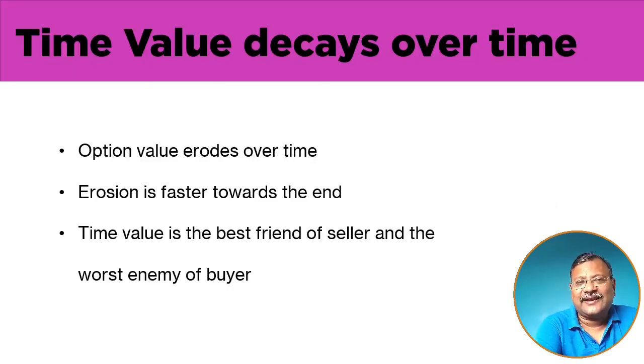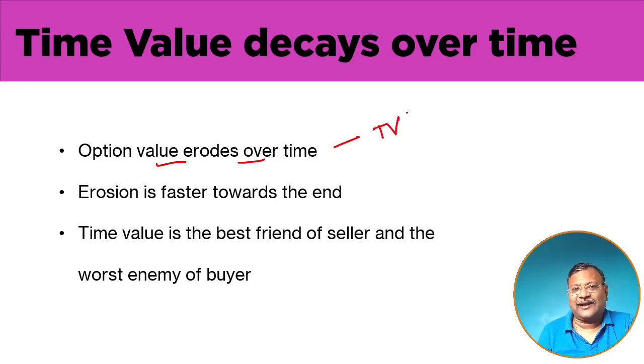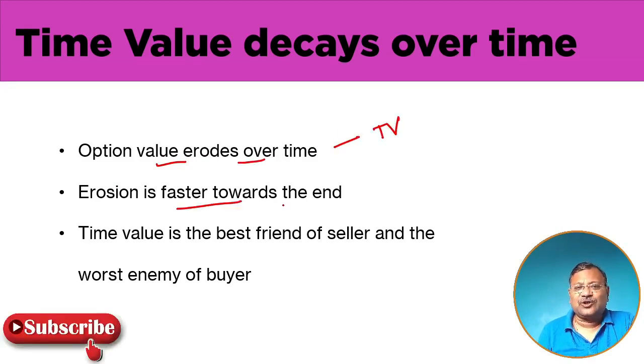I'll just take you to the next slide where we'll discuss this. Time value decays over time. Now, this is exactly what we discussed right now. Option value erodes over time. Now, this is because of the time value. Erosion is faster towards the end.